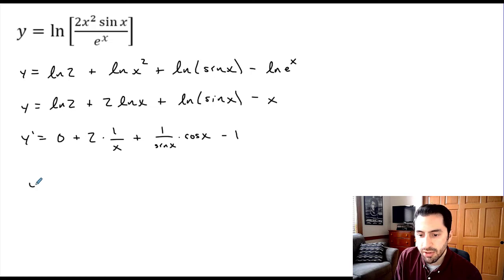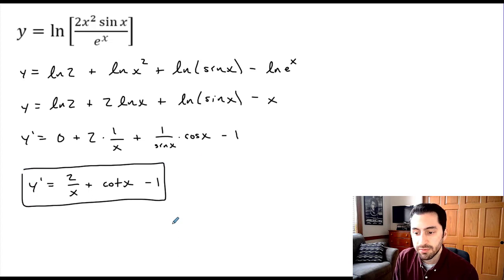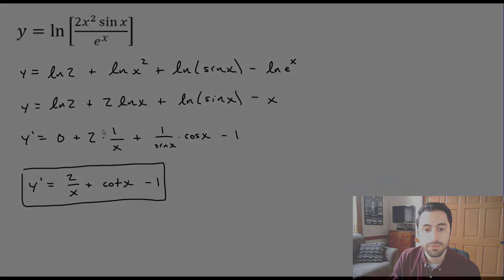So now let's clean this up a little bit. So we don't need to rewrite the 0. Our second term, we have 2 over x. Our middle term here, we have cosine divided by sine. I'm going to rewrite that as the cotangent of x. And we have minus 1. So here is our derivative. So again, we are able to use the properties of logarithms to expand these equations and make it easier to find the derivative.